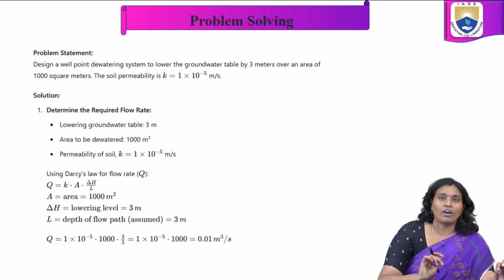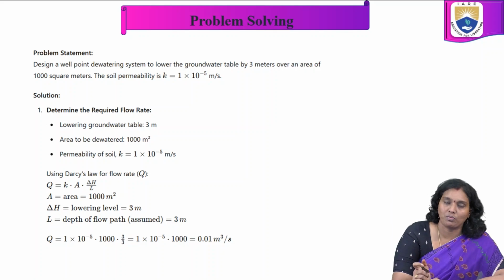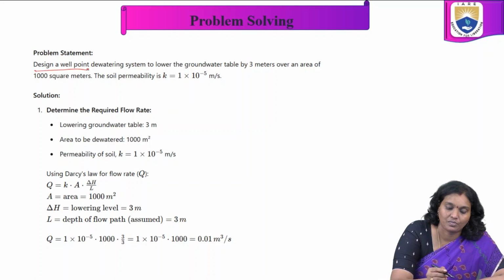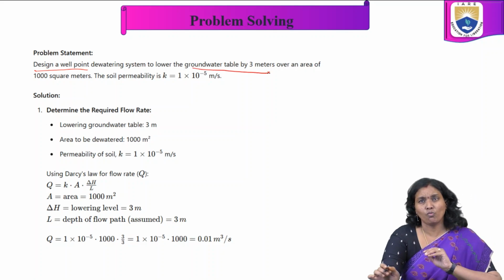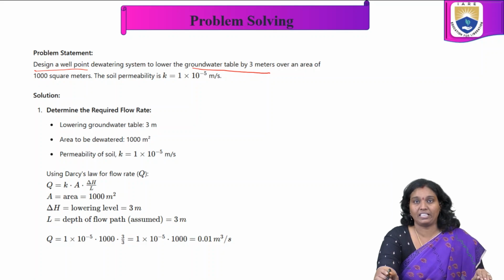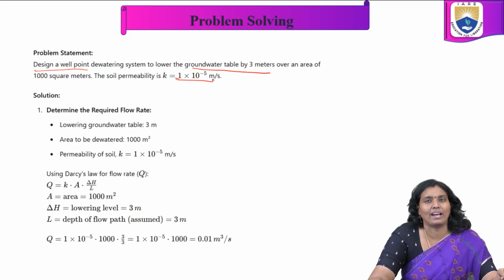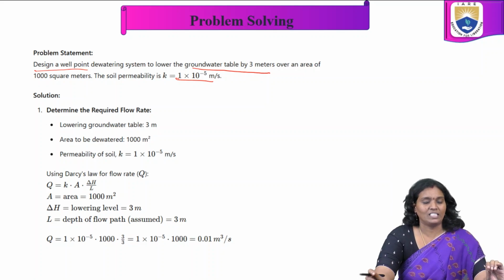Here we will see one kind of problem statement: design a well point dewatering system to lower the groundwater table by 3 meters over an area of 1000 square meters. The soil permeability is 1 × 10^-5 meters per second. This is the problem statement we are going to solve.